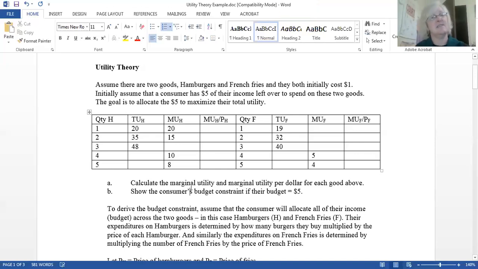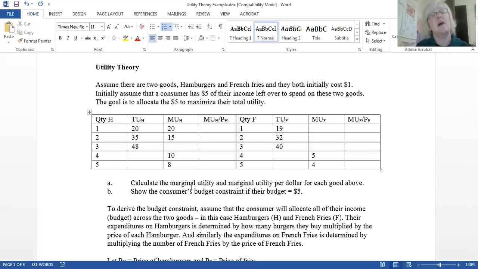Marginal utility is the change in total utility, from 20 to 35, divided by the change in the number of units. In this case, we only went from 1 to 2, so the change was 1. So when I said it was 15, it's really 15 divided by 1.